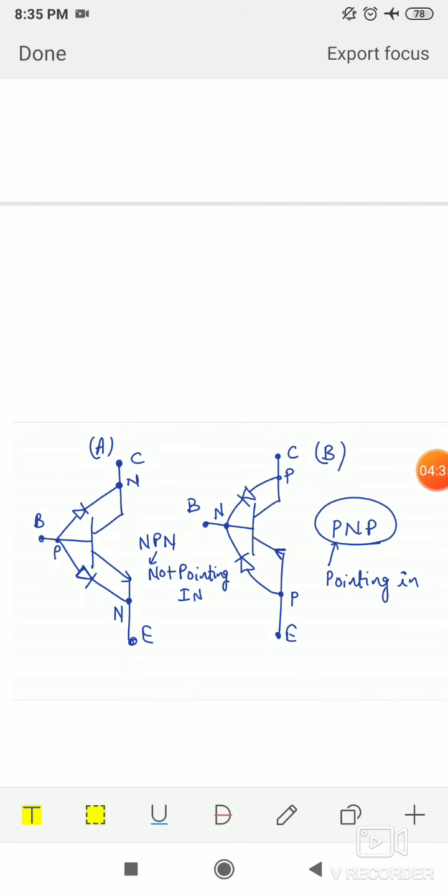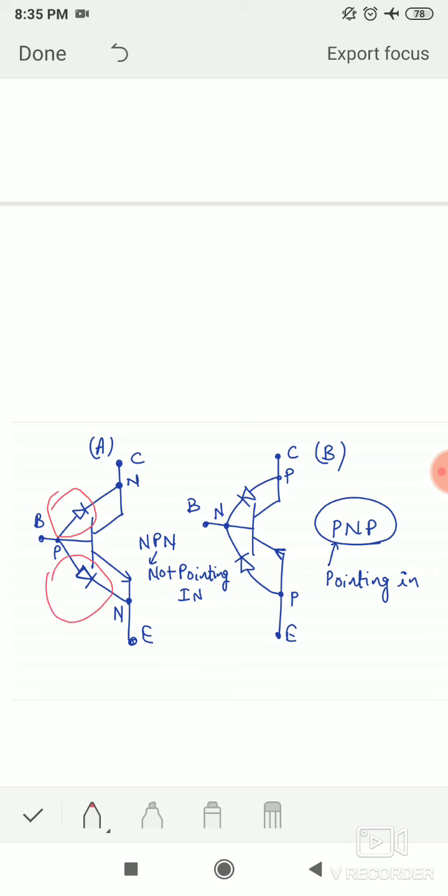Since this is P type and this is N type, you can draw a diode here, P and N. You can draw a diode on this transistor in this way. There are two diodes connected in both NPN and PNP transistors.